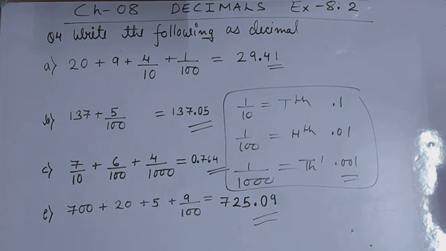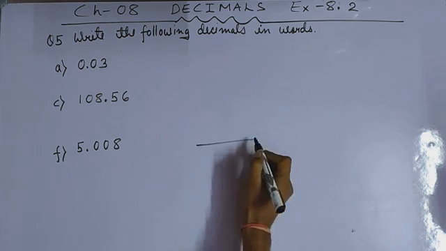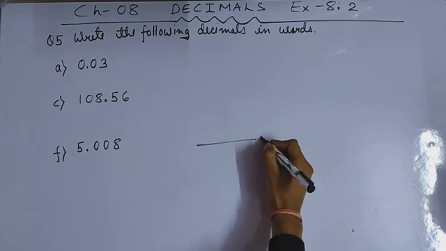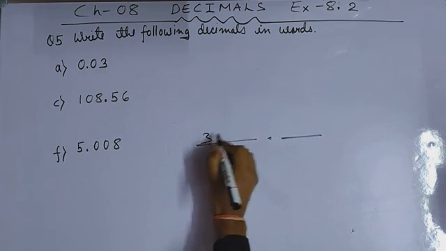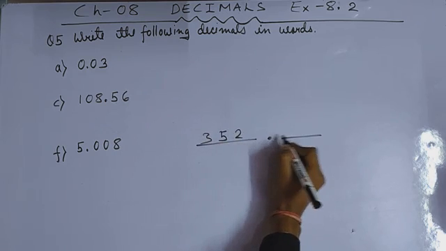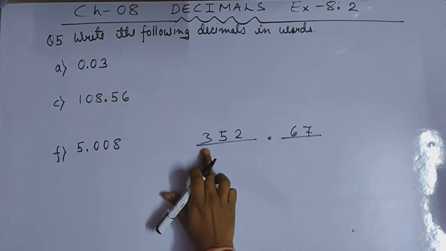Now we are moving to the next part, that is writing decimals in the form of words, question number 5 of your exercise 8.2. The concept here remains the same as we have discussed in your exercise 8.1. The concept was that the whole number part is read like a whole number, and for the decimal part we read the digits. So for example, we are going to read this whole number part as a whole number. So this will be 352.